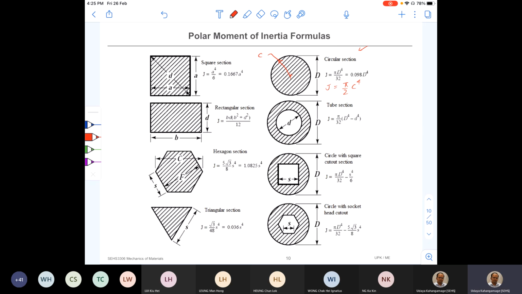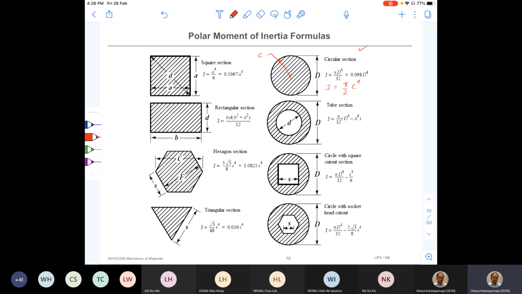In terms of diameter, it is pi by 32 times d to the power 4. And for other sections, you can use the characteristic dimensions of the section to find the polar moment of inertia. So whenever you are using other sections, you need to find the right equation for the polar moment of inertia.